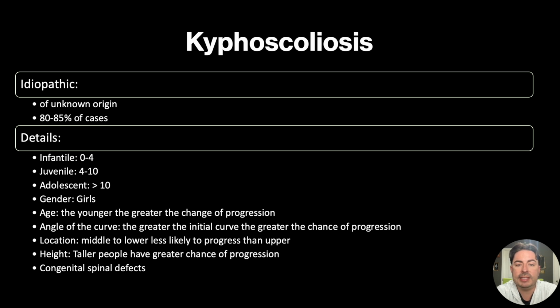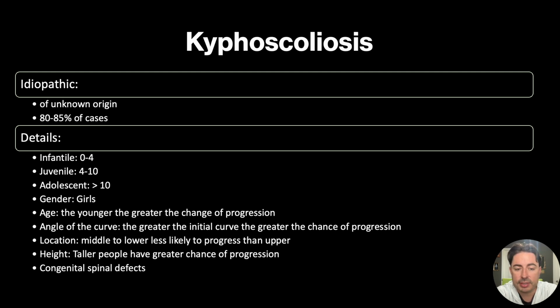Now, when we detail this out a little bit more, I was talking about some risk factors, and I used some classifications earlier. The infantile classification of kyphoscoliosis is kiddos from newborn, or 0 years of age, to 4 years of age. We have juveniles that are 4 to 10, and the adolescents are greater than 10. So those are the age ranges that we would break those classifications down at: infantile, juvenile, and adolescent.